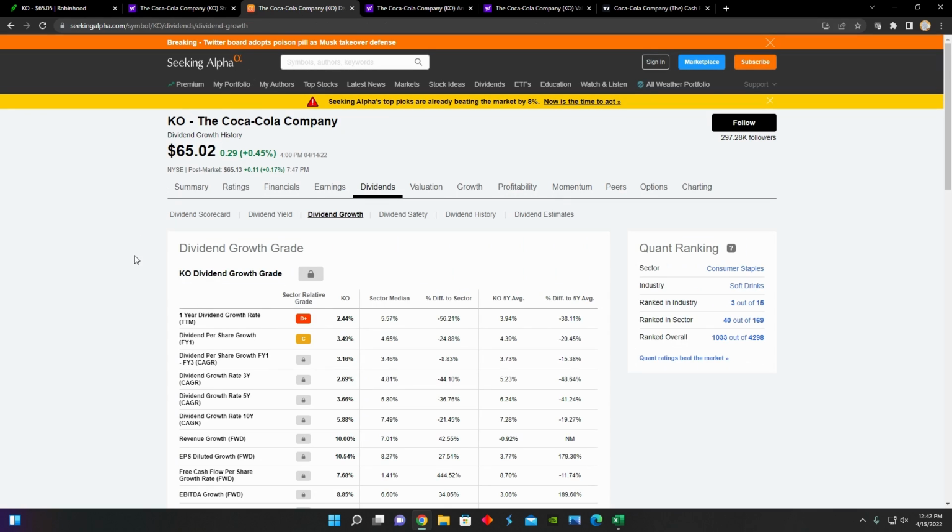And so also we see right here that the 1 year dividend growth rate for the trailing 12 months was 2.44%.